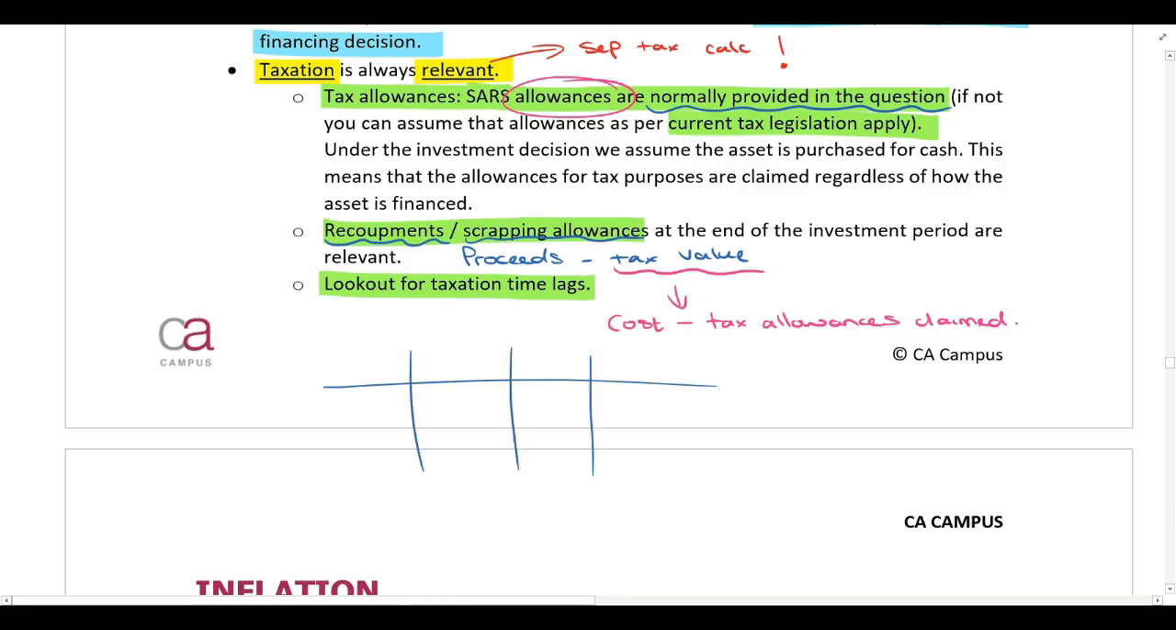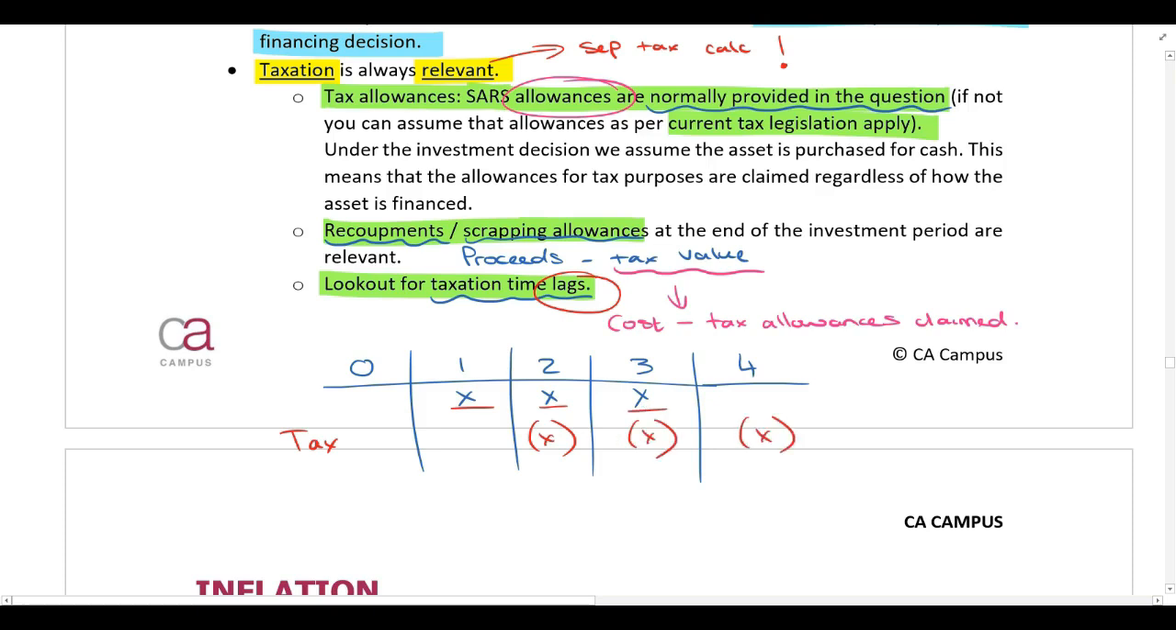Let's say we're dealing with a 3-year investment once again. If it's a 3-year investment and you have a taxation time lag, you're going to have 4 years in your table. So you're going to include all of your cash flows for the 3-year period. However, when you perform your tax calculation, if there's a tax lag, it just means that the tax is paid 1 year later. So the tax on your cash flows in year 1 is paid in year 2. The tax for year 2 is paid in year 3, and the tax for year 3 is paid in year 4. So look out for that in questions.